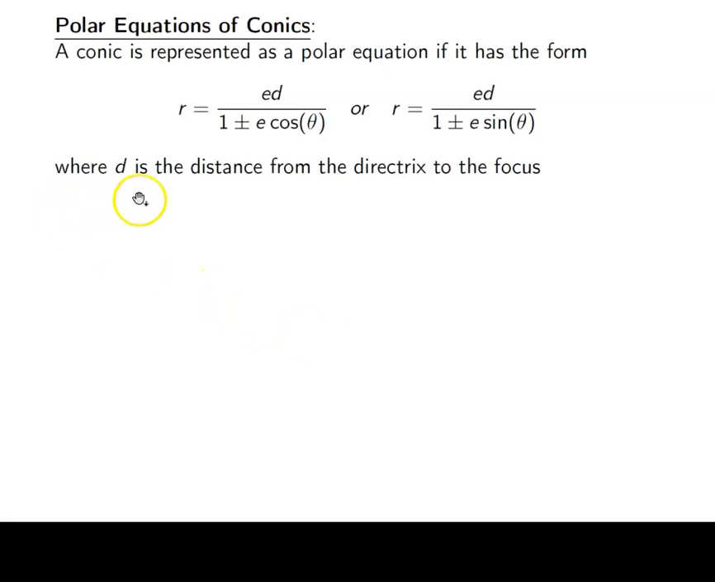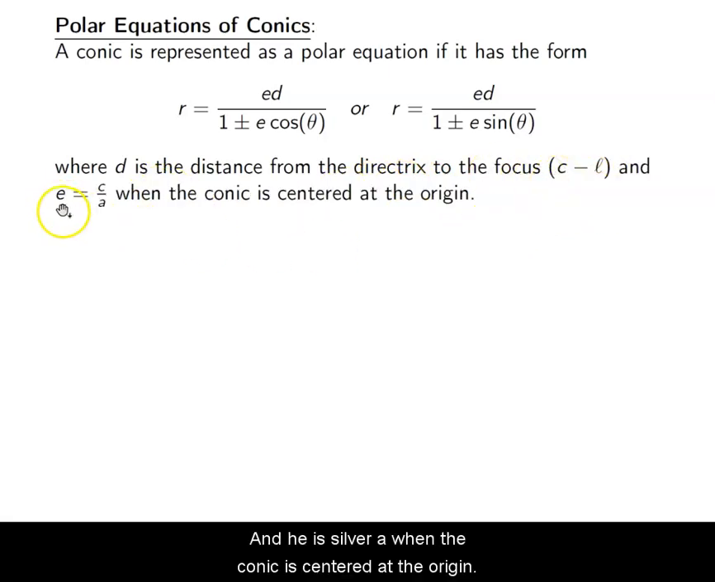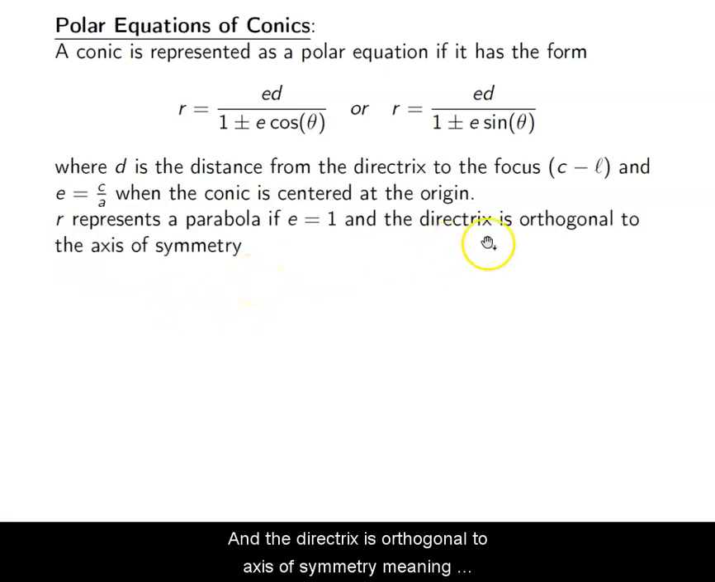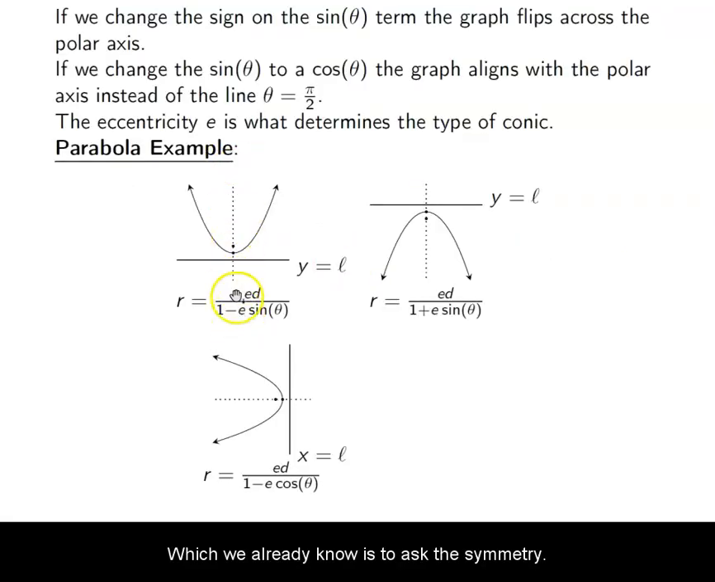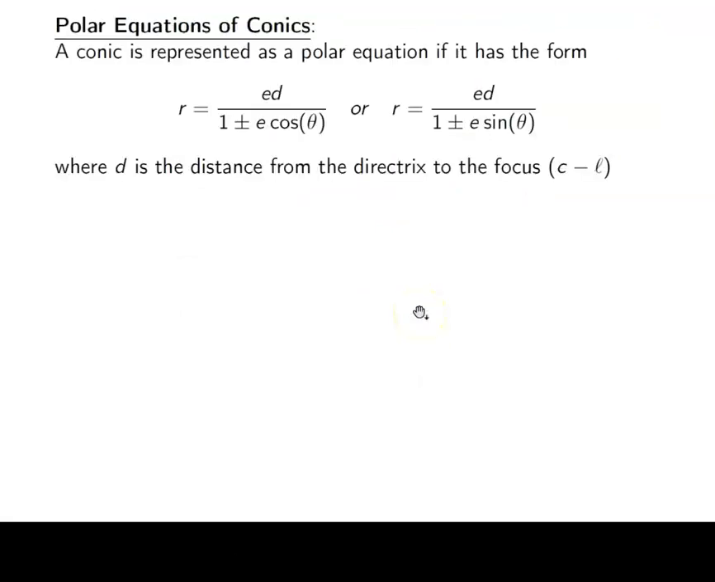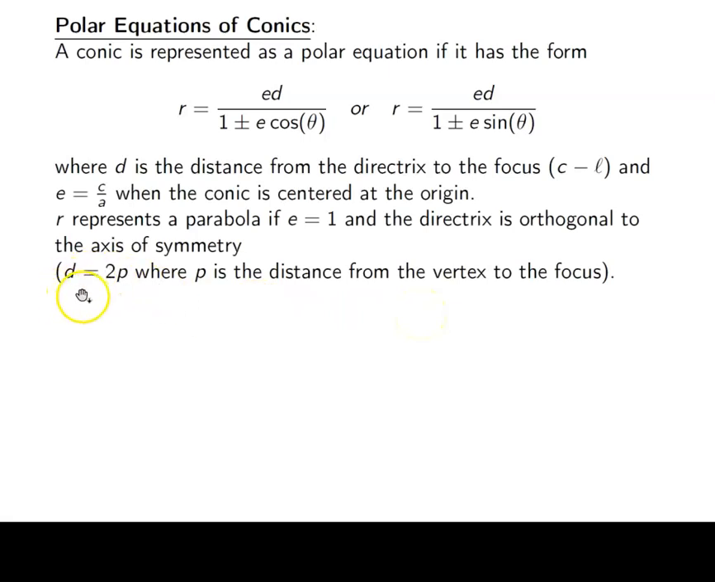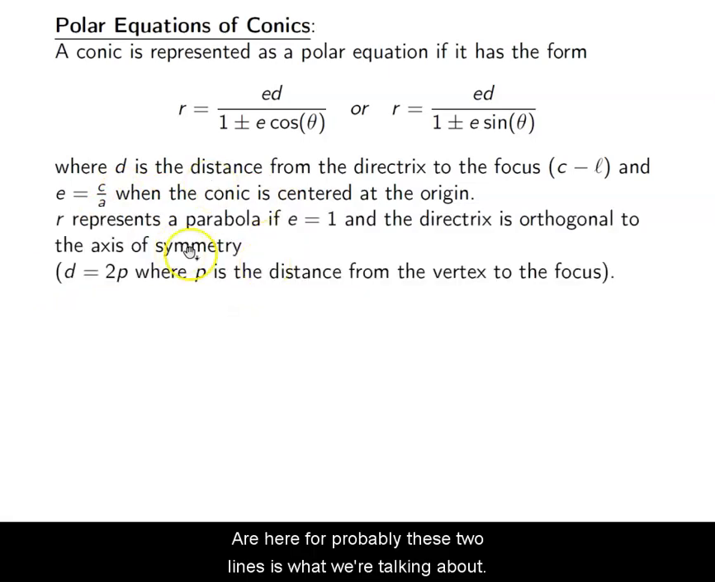So d is the distance from the directrix to the focus, or c minus l. The focus is at c, and e is c over a when the conic is centered at the origin. So r represents a parabola if e is 1, and the directrix is orthogonal to the axis of symmetry, meaning that it forms a right angle. Remember, orthogonal means perpendicular, which we already know is true. The directrix has a right angle to the axis of symmetry. d is equal to 2p, where p is the distance from the vertex to the focus. And this is all for a parabola, these two lines is what we're talking about.